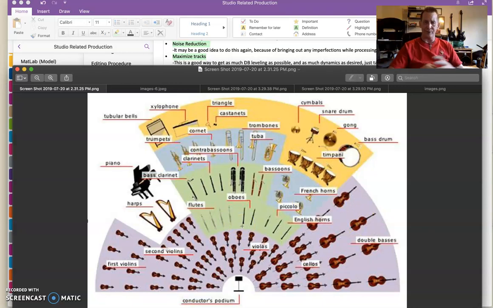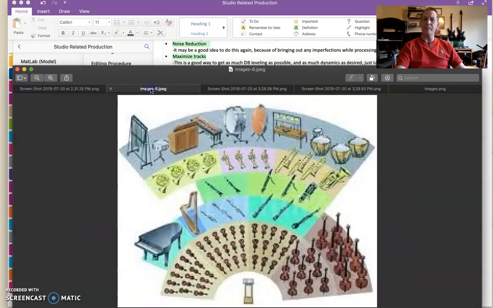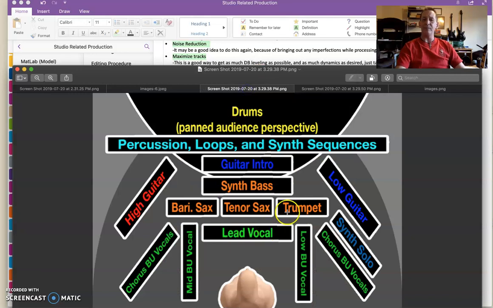But the biggest concern and the biggest advice is that you just study it. Look around on the internet for stereo field pictures of where things are panned in orchestras, anything like this. It's saying, okay, I've got my high guitar, my low guitar, my synth solos over here.